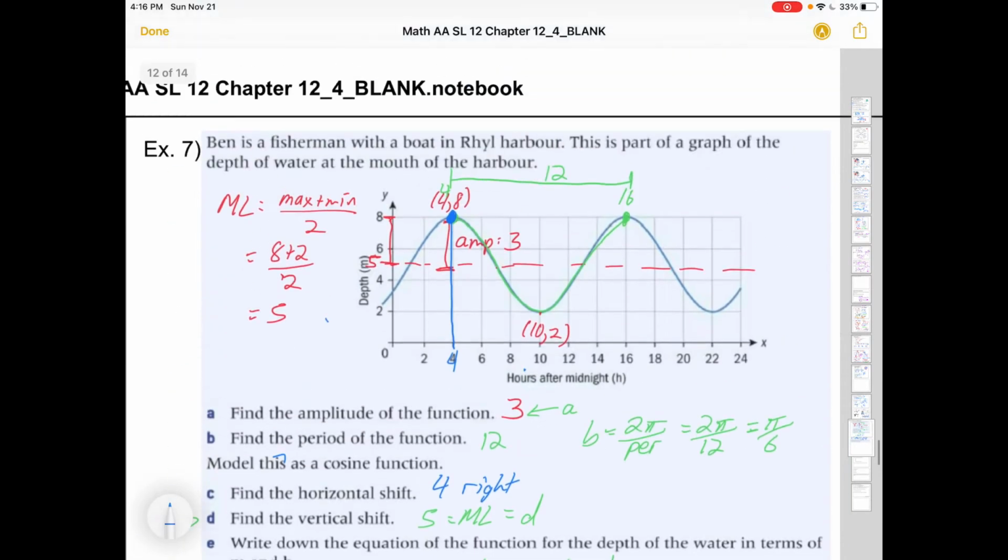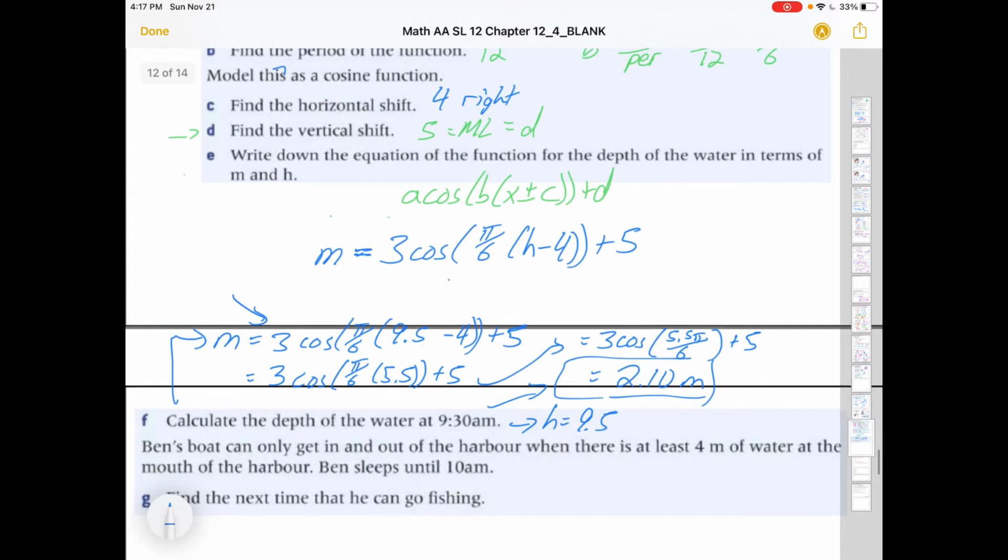Let's see if it makes sense. At time is 9.5 right here, yeah, the height is pretty low. It's really close to low tide. So it makes sense that we'd have 2.5 meters, or 2.10 meters rather.